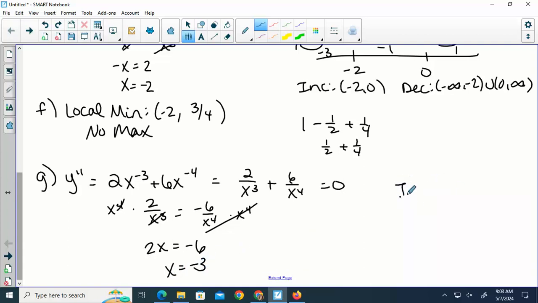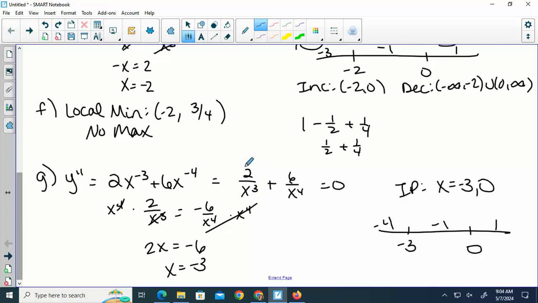So inflection points, negative 3, when the second derivative is 0. Is the second derivative ever undefined? Yes, at 0. So negative 3 and 0 have to be checked. Check our concavity, so sign line, put them into the second derivative.